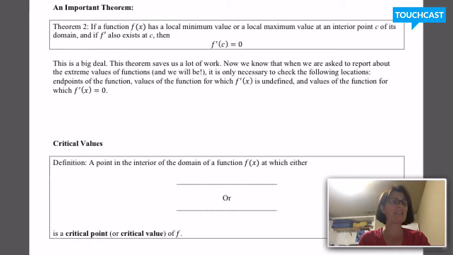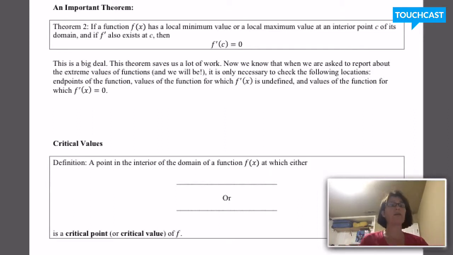If a function has a relative extreme value, a local minimum or a local maximum, a top of a hill or a bottom of a valley, somewhere in the interior, so not at an endpoint, because remember we're not going to have controversy and ask about local extreme values at endpoints. But if a function has a local minimum or a local maximum, and the derivative happens to exist at that place, then the derivative must equal 0.